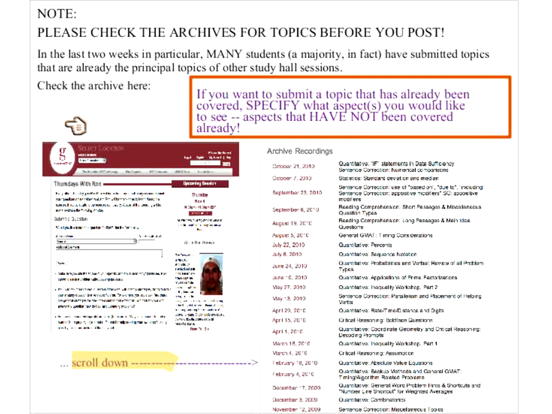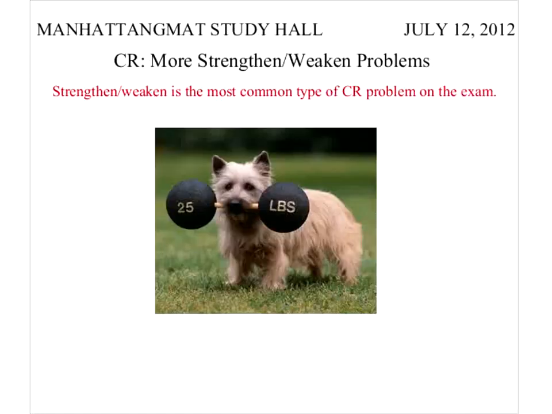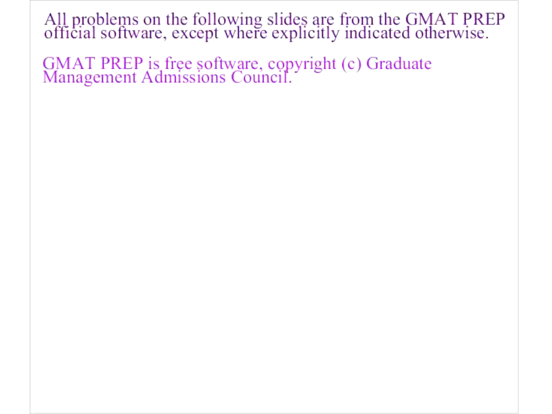Okay, nice. So we're going to start, for those of you who are just joining us, again, the topic today is more problems in strengthening and weakening critical reasoning problems. So let's do it. All of the problems that are in these slides are from GMATPrep, except for the ones that are labeled as Manhattan GMAT problems. GMATPrep is free software, which is why we're allowed to use the problems here, but we are supposed to have the copyright notice here. So there you go.